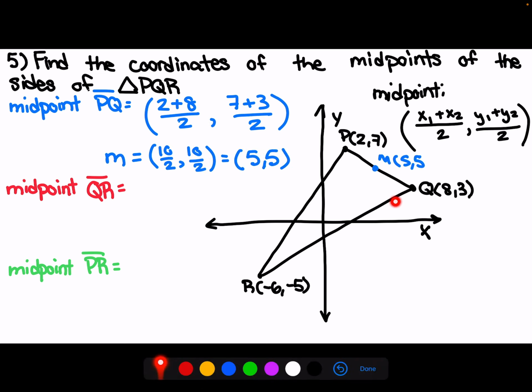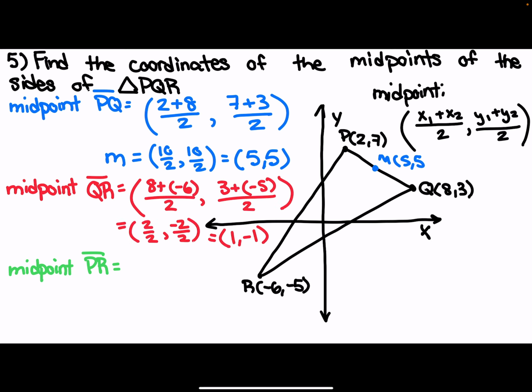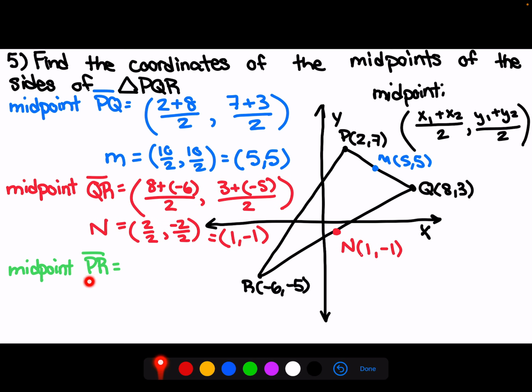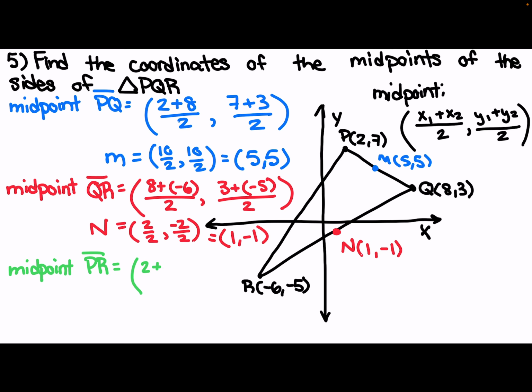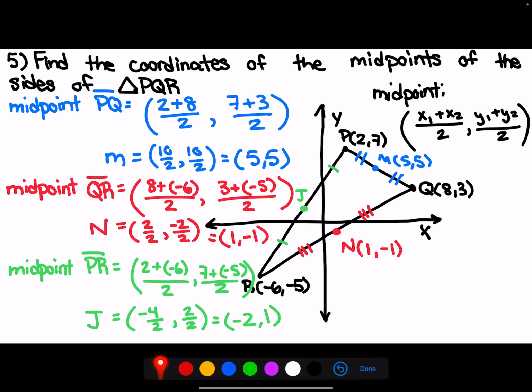Next up, QR. For QR, I have (-6, -5) and (8, 3). 8 plus negative 6 is 2, divided by 2 is 1. 3 plus negative 5 is negative 2, divided by 2 is negative 1. So the midpoint of QR is (1, -1). Lastly, for PR, we have the points (-6, -5) and (2, 7). 2 plus negative 6 is negative 4, divided by 2 is negative 2. 7 plus negative 5 is 2, divided by 2 is 1. So our final midpoint is (-2, 1).